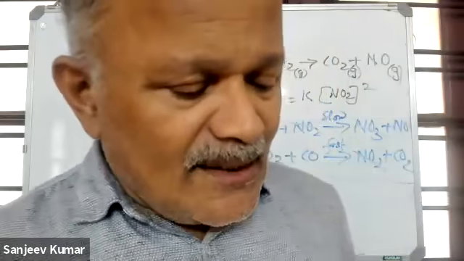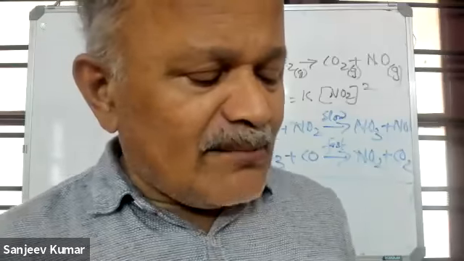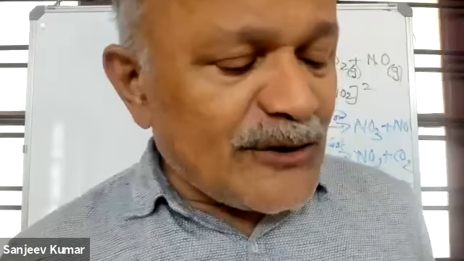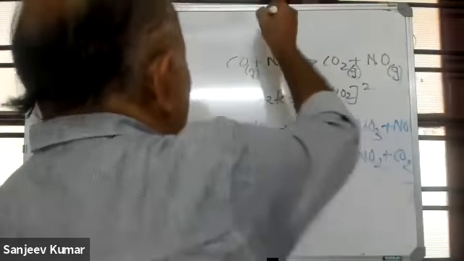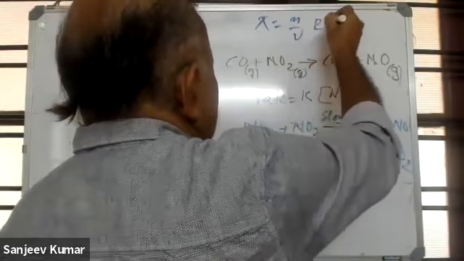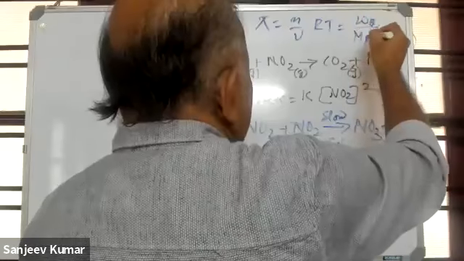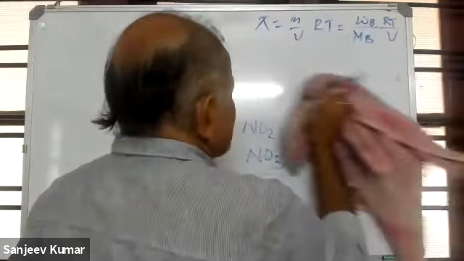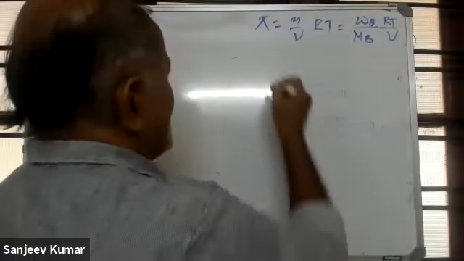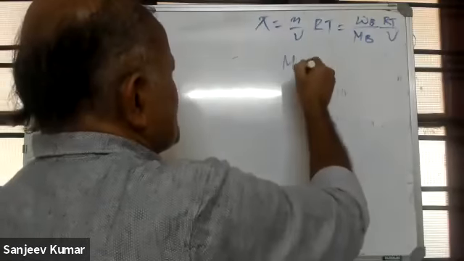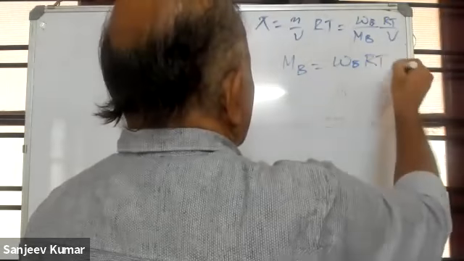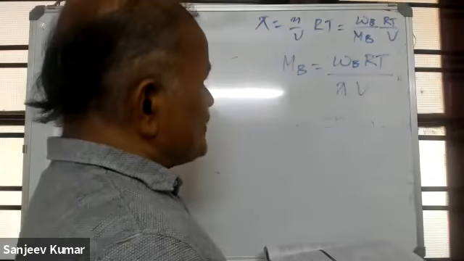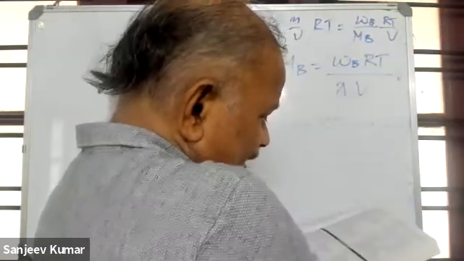A solution contains 1 mole of solute of molecular mass Mb. Which of the following can be used to calculate the molecular mass of the solute in terms of osmotic pressure? The osmotic pressure equation is pi equal to n/V into RT, or equal to Wb by Mb into RT by V. And what is the molar mass? Mb is equal to WbRT by pi V. Molar mass Mb is equal to WbRT by pi V. Choice B.